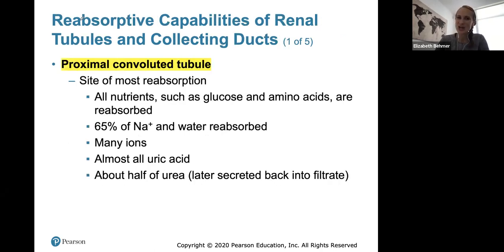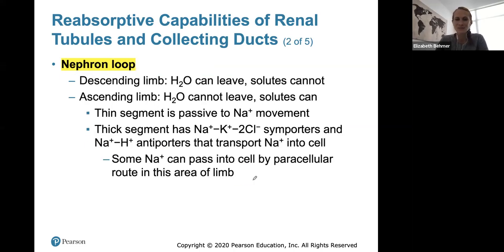You should know in general, the proximal convoluted tubule is the site of most reabsorption. All nutrients, glucose, amino acids will be reabsorbed back into the bloodstream. About 65% of sodium and water is reabsorbed, many of your ions, almost all of the uric acid, and about half of the urea is reabsorbed back into the proximal convoluted tubule, but will be later secreted back into the filtrate.